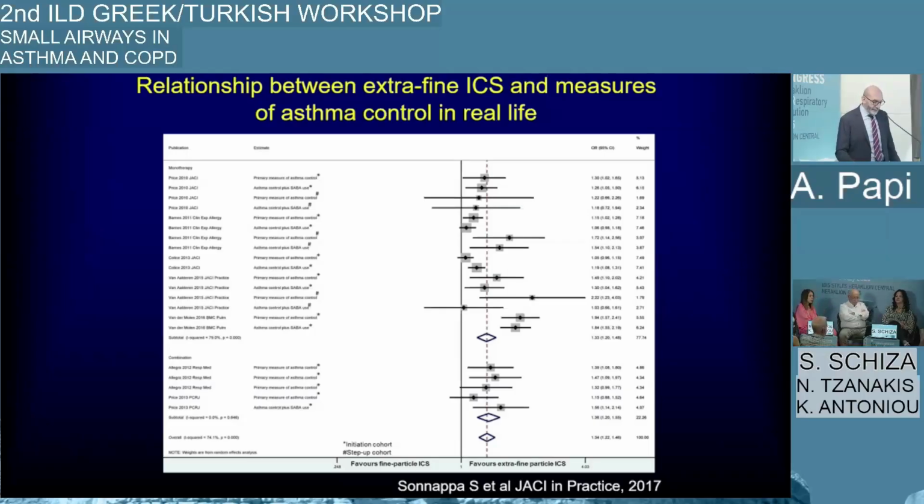But we know that real life is very different. Many variables are there. Many confounding factors are there. So it's important to have the confirmation of what we have found in randomized controlled trials in real life. And this is one example.